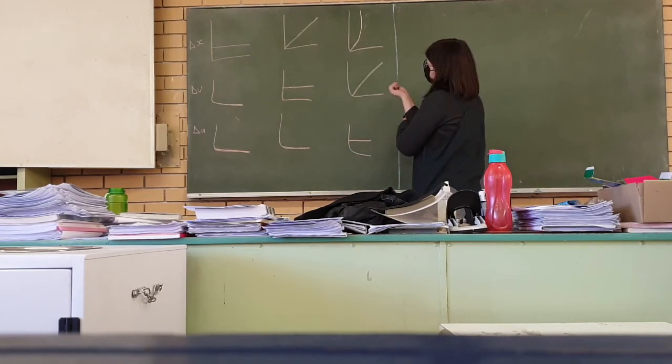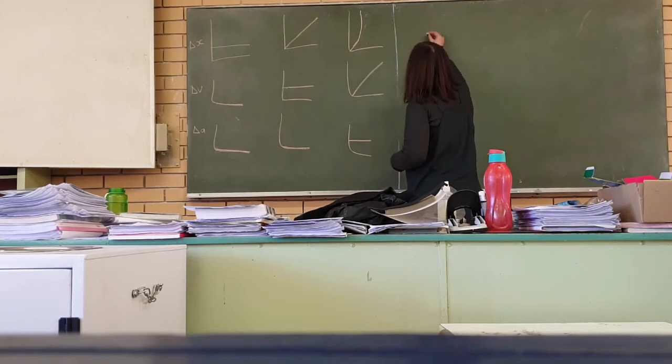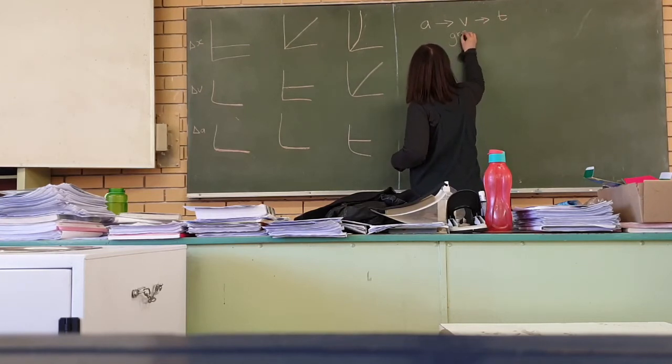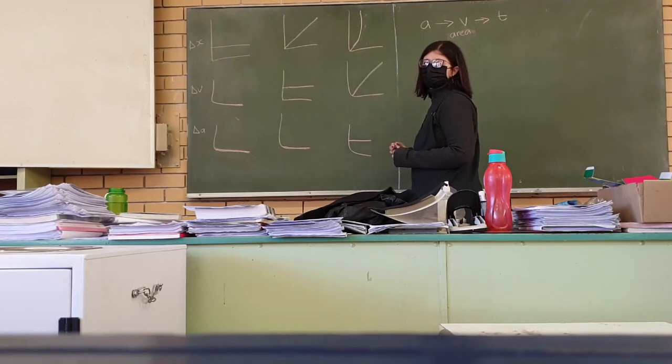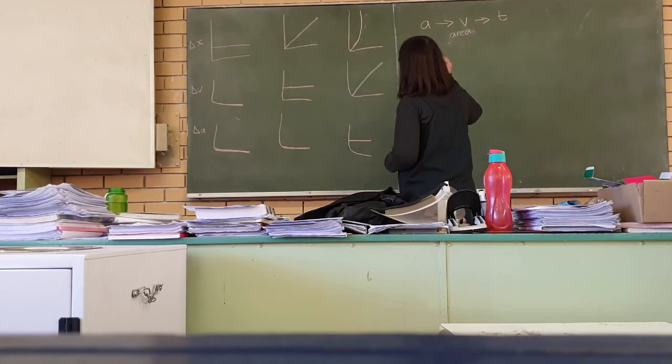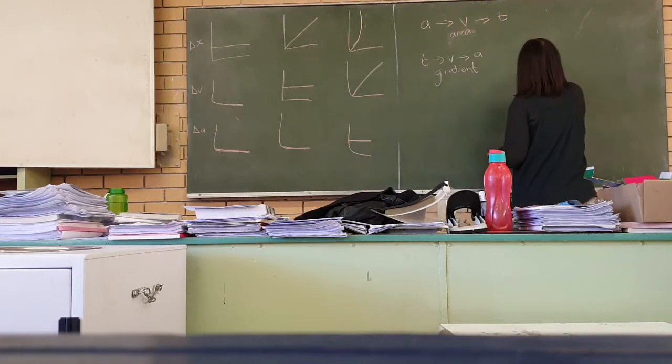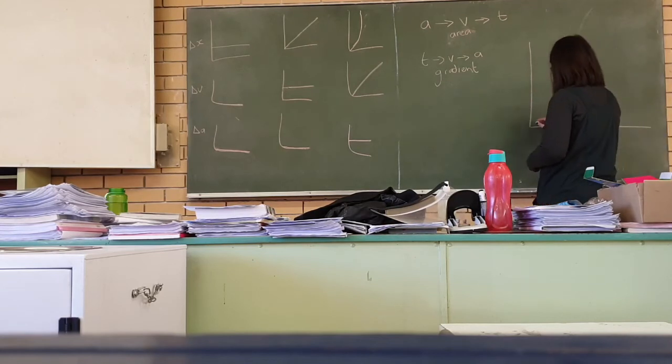So to get from acceleration to velocity to time, we use gradient. No, sorry, we use area. Madam, please make an example with this road. Alright, I'll do that now. And then to go from time to velocity to acceleration, we use gradient.